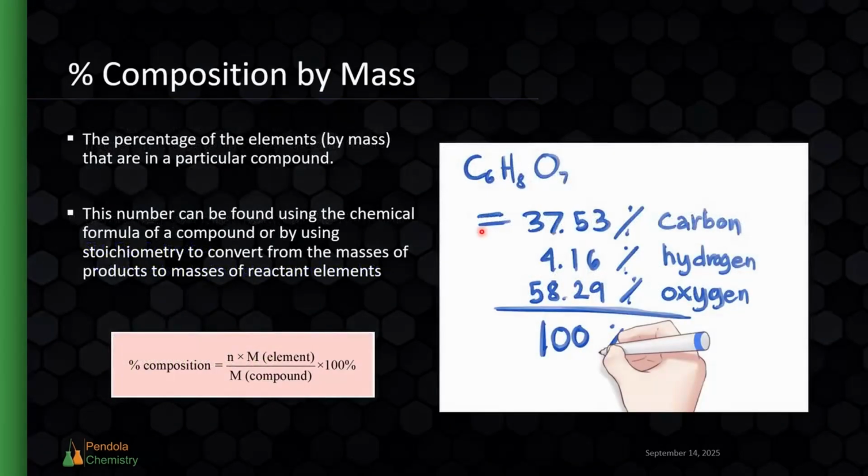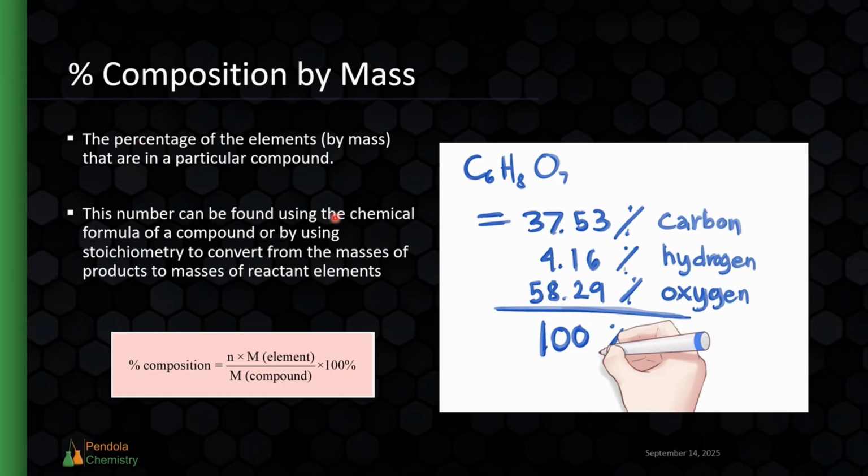Let's review another thing from honors chemistry, which is percent composition by mass. The percentage of the elements by mass that are in a particular compound is the percent composition by mass. So, for example, if we have C6H8O7, which is an organic compound, which you could see on your test because we will study organic later in the year, how much of the mass of this compound comes from carbon? What percentage comes from hydrogen? What percentage comes from oxygen? That's what we're talking about when we talk about percent composition, and we're always talking about the mass.